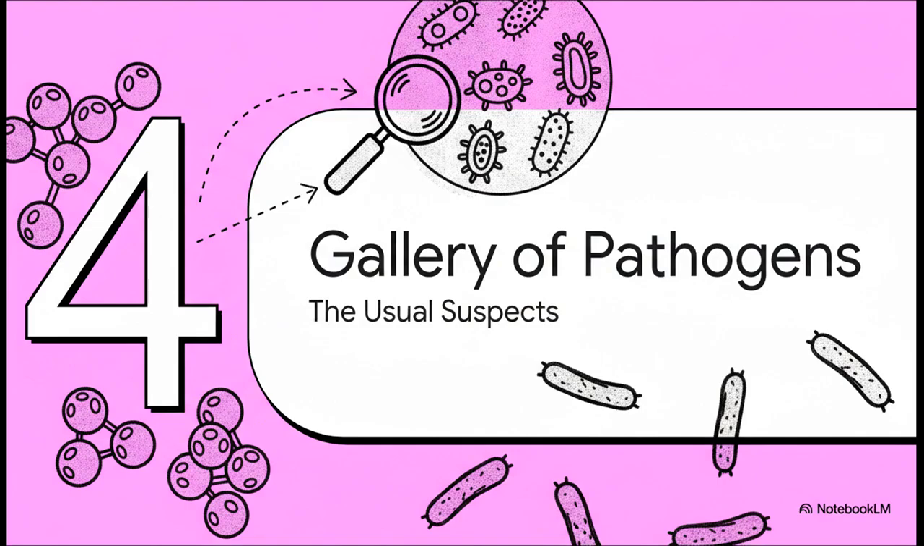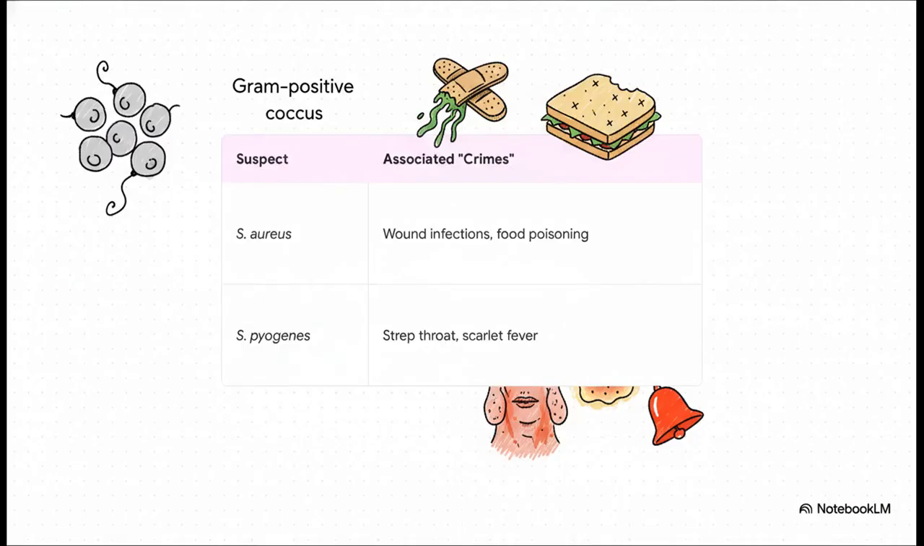We can now build a much more detailed profile, something like gram-positive coccus or gram-negative bacillus. And armed with this information, shape, arrangement, and the gram stain result, we can finally consult our gallery of known pathogens. So let's say our tests reveal a gram-positive coccus. Our suspect list suddenly narrows dramatically. It could be the infamous Staphylococcus aureus, well known for causing wound infections, or maybe it's Streptococcus pyogenes, the culprit behind strep throat.